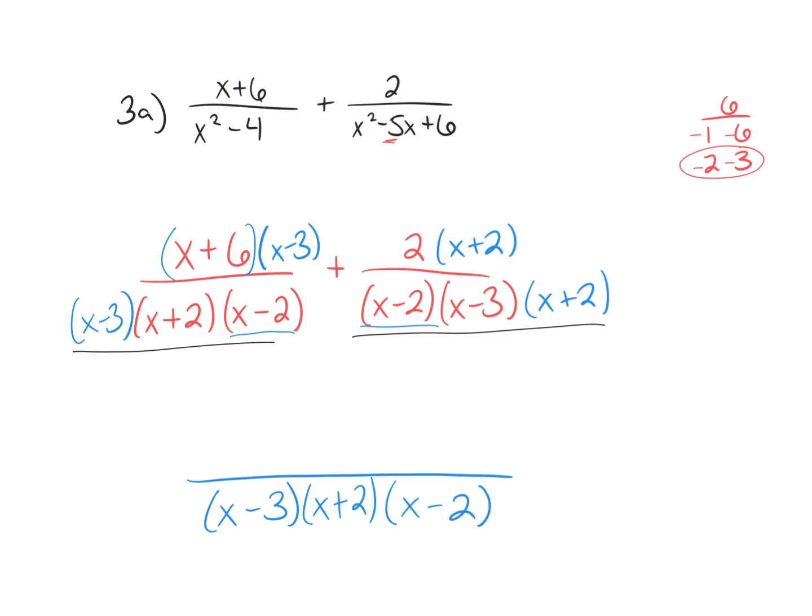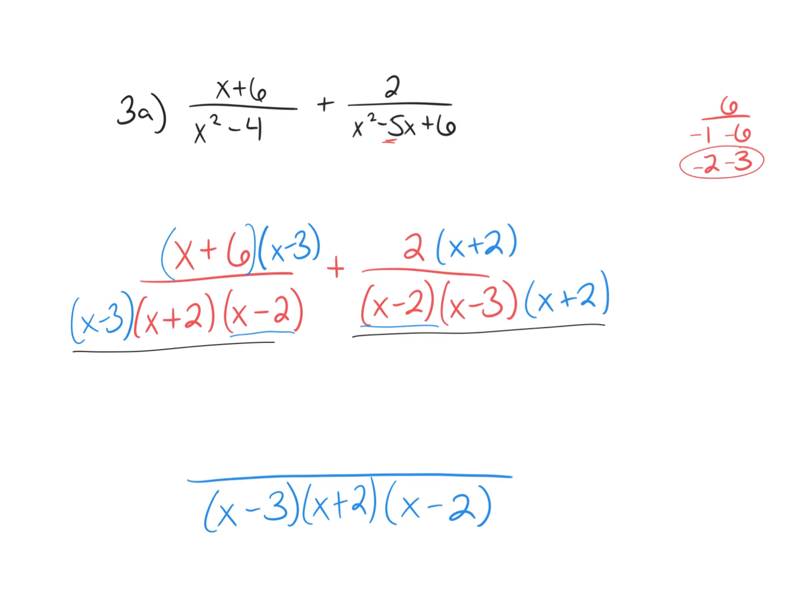Yep, so our next step, we're going to keep our denominator, x minus 3, x plus 2, x minus 2. I'm going to ask you this. Does it matter the order I write these in? No. It does not matter. Okay. What do you think we do with the top? Combine like terms. Can we combine like terms right now? No, we can't. We have to multiply them out.